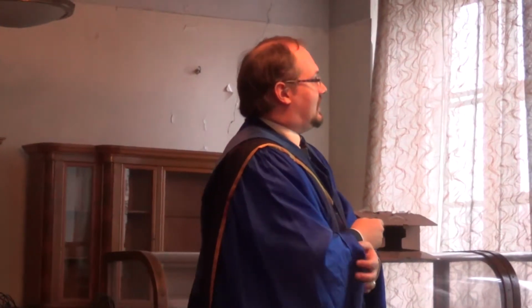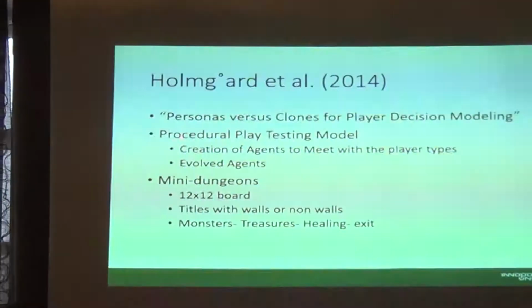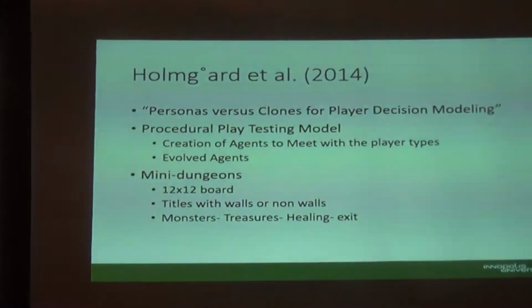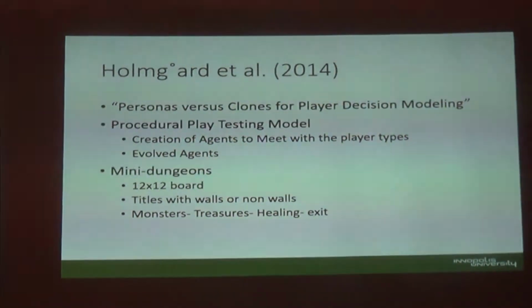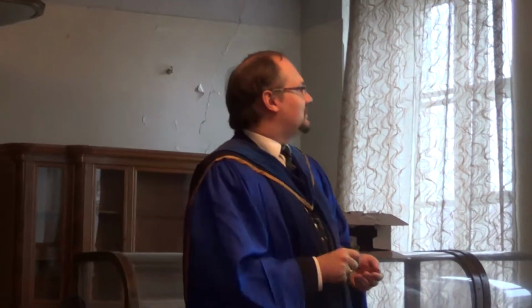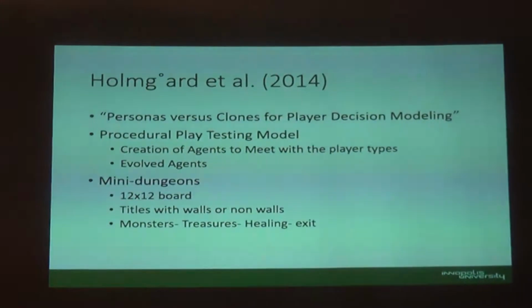Holmgren et al. look at this, personas versus clones for player decision making. They created a procedural playtesting model. Playtesting is very, very expensive. I have to get a whole bunch of people into a room, and I probably have to pay them or feed them or do something to get them to play my game, because people don't like playing games when there are cameras on them, you're monitoring everything they do, and you've got a little checkboard and you're asking, how are you feeling right now? That's not a nice play situation. So they created these evolved agents to go after this.